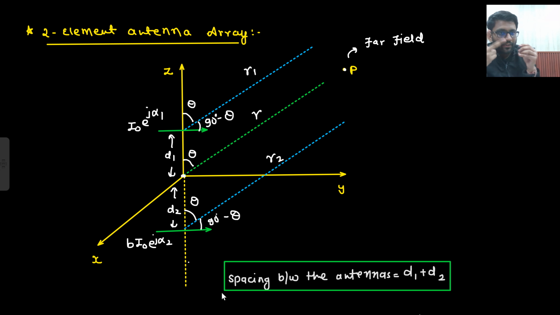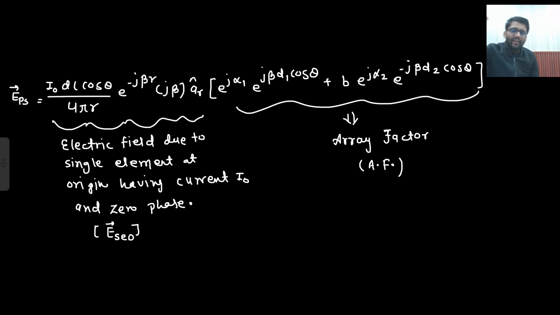So when there were two antennas, because of these two antennas, when I wrote down my electric field at point P, I got to know that it is becoming equivalent to considering a single element at the origin, or you can say considering a single antenna at the origin into some array factor. So this is very easy to write down. Now I will tell you how to write down this array factor. So now let's see the shortcut method.